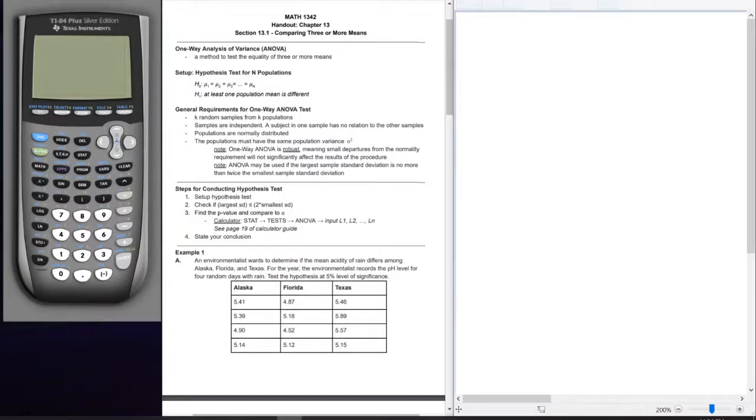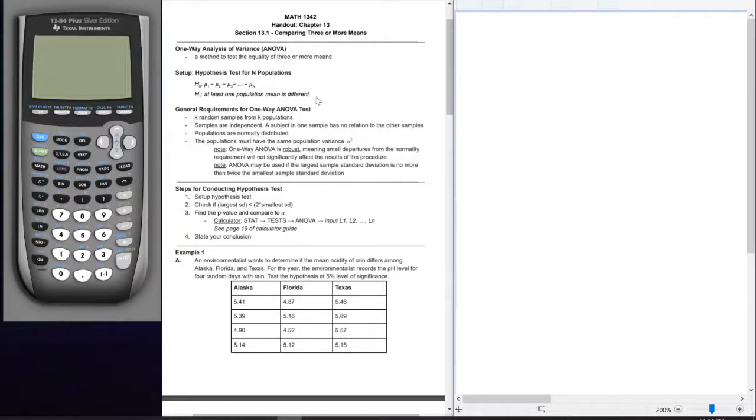And for the alternative, if you recall from chapter 10, we were looking for keywords that involved not equal to, less than, or greater than, right? In the ANOVA test, this H1 right here will be the form of every alternative hypothesis in this section. At least one population mean is different. So there's no need to look for keywords when it comes to this section. This is set in stone here. At least one population mean is different.